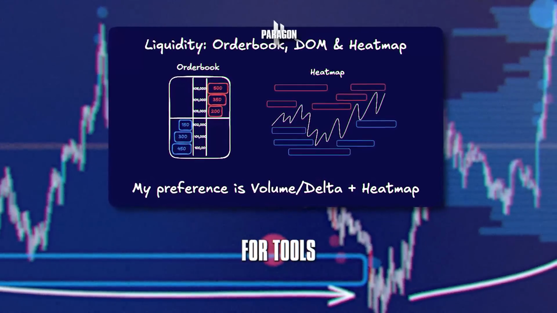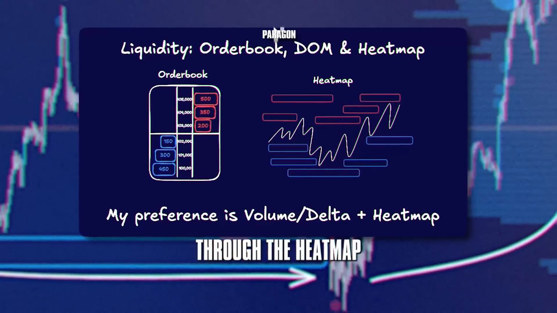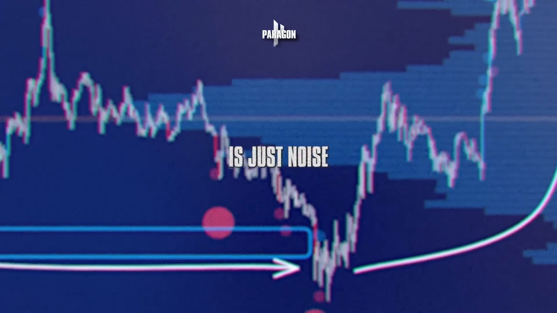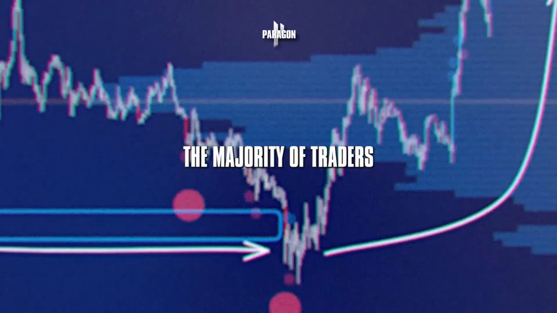My personal preference for tools is pretty simple. I just rely on simple volume or delta and liquidity through the heat map. Honestly, most order flow is just noise. You really need to learn how to isolate the usable information. This is the part where the majority of traders struggle.